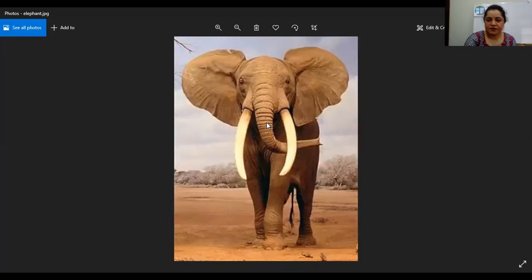And along with that, we can see that there is something which is like this, right? So this is the trunk of the elephant, which you can see over here. So what do you think? Is this the nose of the animal, or what do you think it is? Is it the nose of the elephant? Okay, I'm going to tell you that the trunk is not the nose of the elephant.